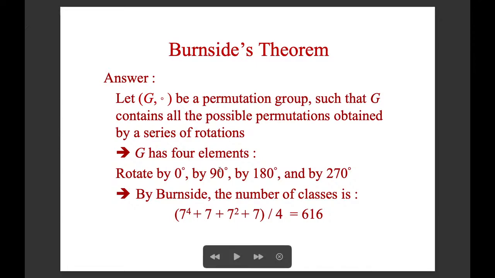But if you want to have invariance after rotation by 90 degrees, you must have all the vertices colored in the same way. So it must be all reds, all greens, all blues, all yellow, whatever. There are 7 colors that we can choose, so there are exactly 7 invariants here. Now, rotation by 180 needs a little bit of care. It need not be all the same color. Just opposite vertices being the same color will be okay.